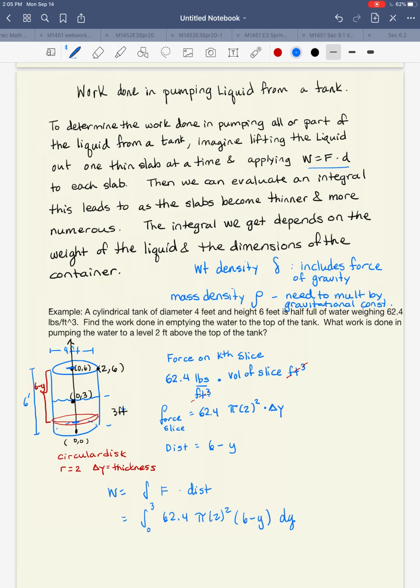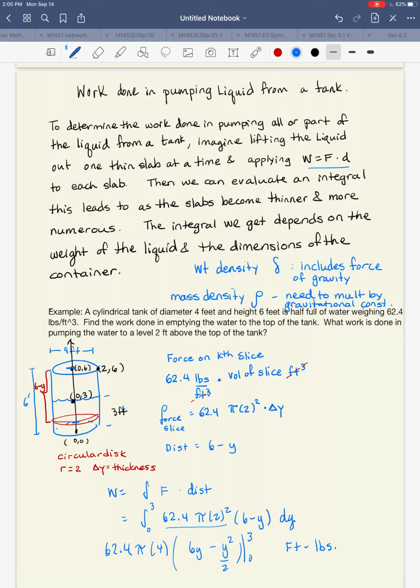Okay, it's a trivial integral to compute. This is a constant, it comes out. So we have 62.4 pi, 2 squared is 4, integrate 6 and you get 6y. Then you have y squared over 2, evaluated from 0 to 3. I'm in pounds and feet, so these will be foot-pounds. I'll save you the boring part of plugging the numbers in.